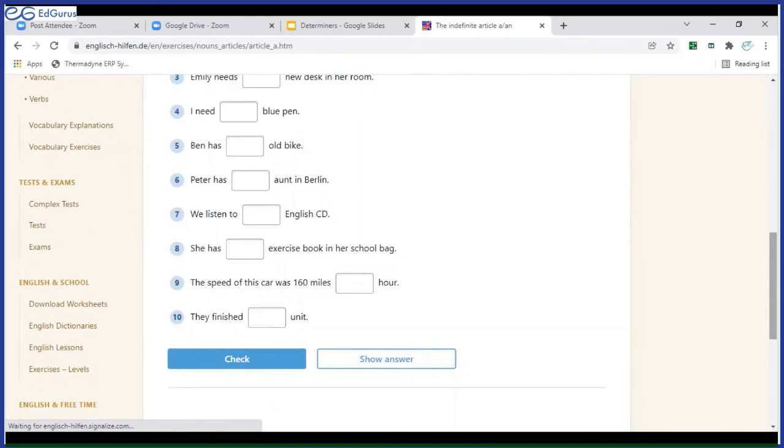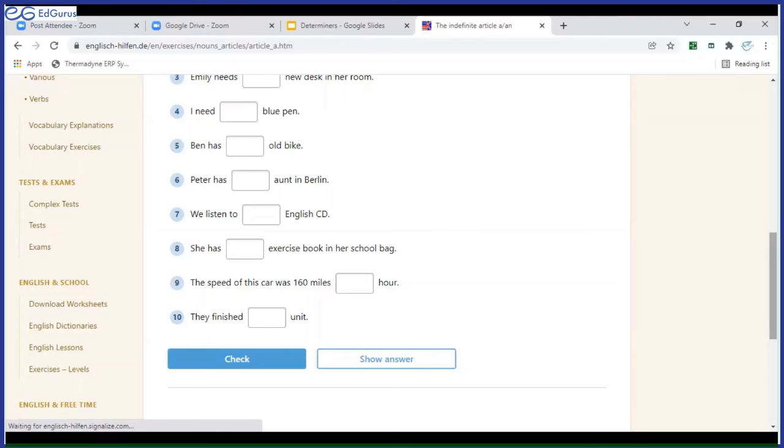A unit. A unit. Why do you say a unit? Because U is also vowel. A, E, I, O, U. U is also vowel. Okay, an unit. No, your answer is correct. A unit is correct, Anmol. But I just wanted to ask you the reason.